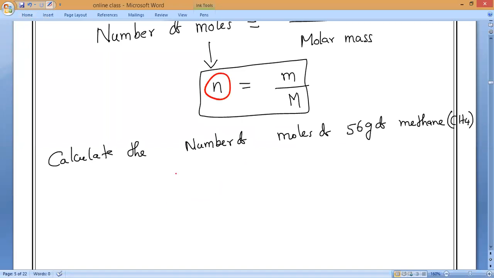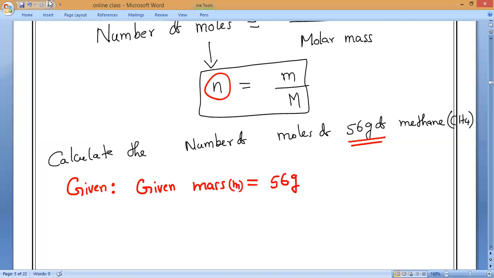So, what is the given data? Everybody tell me what is the given data? What are they giving? How much mass have they given? Please respond. Given mass is equal to 56 grams. So that is only small m. Okay. Given mass of methane is 56 grams.